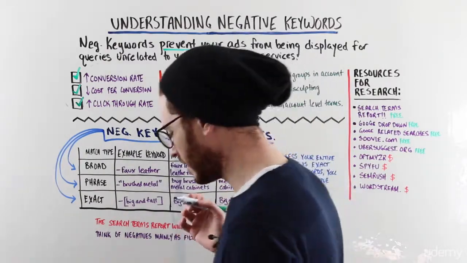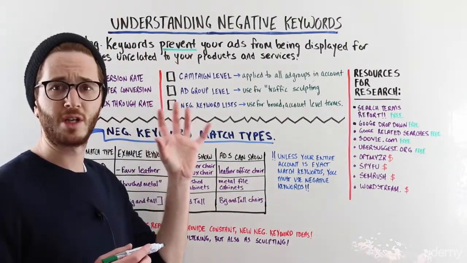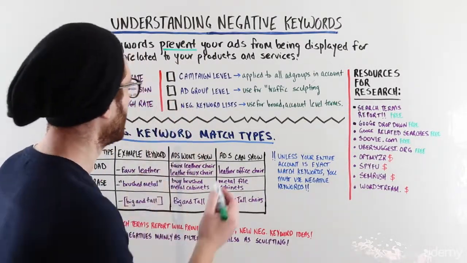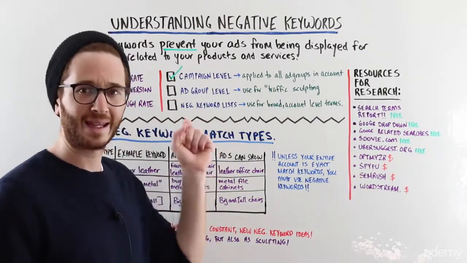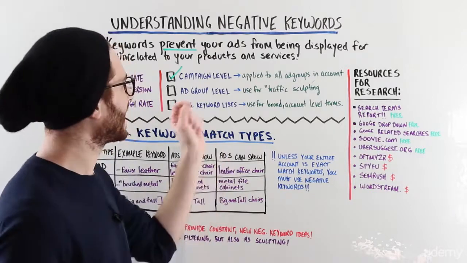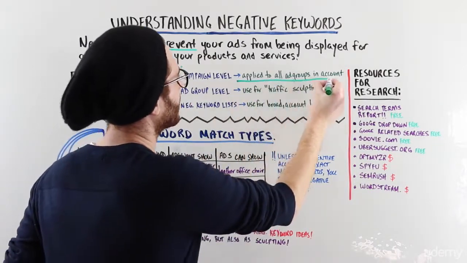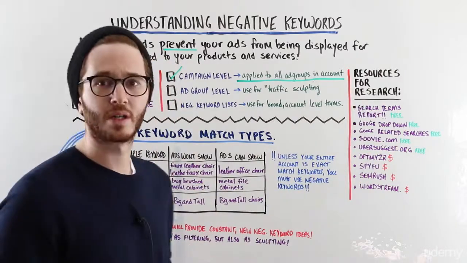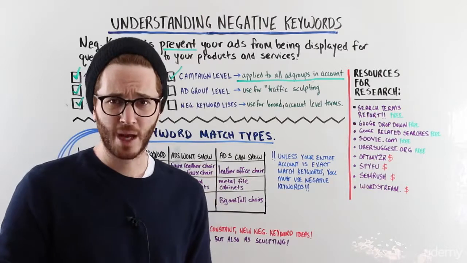Now there are three main sorts of negative keywords, and three different ways that these negative keywords work. You have campaign level. A campaign level negative keyword applies to all the ad groups in that campaign. Campaign level keywords apply to all the ad groups inside that campaign.